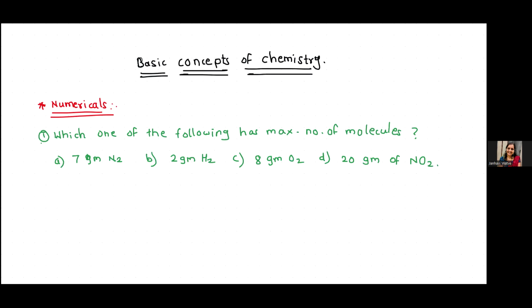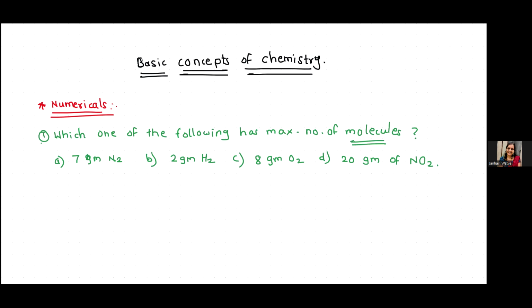Option A, 7 gram nitrogen. Option B, 2 grams of hydrogen. Option C, 8 gram oxygen, and option D, 20 gram of NO2. These are the four options, and from them you have to choose the one which has the maximum number of molecules. Now look very clearly that here it is given number of molecules.